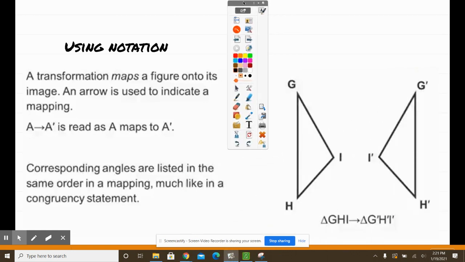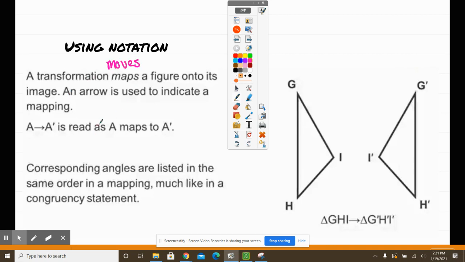A transformation does what we call it maps something. It takes something and moves it. So the word maps means like moves. So A goes to A prime. A maps to A prime. A goes or moves to A prime. And we use an arrow to say that it's moving. Corresponding angles are those matching angles. They list in the same order in mapping, just like congruency. So you don't have to use the congruency statement. You can say it goes to that. That also works.